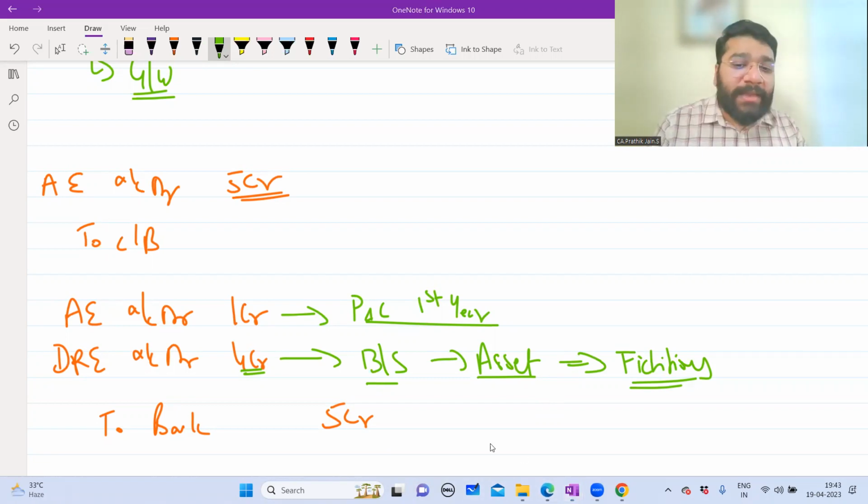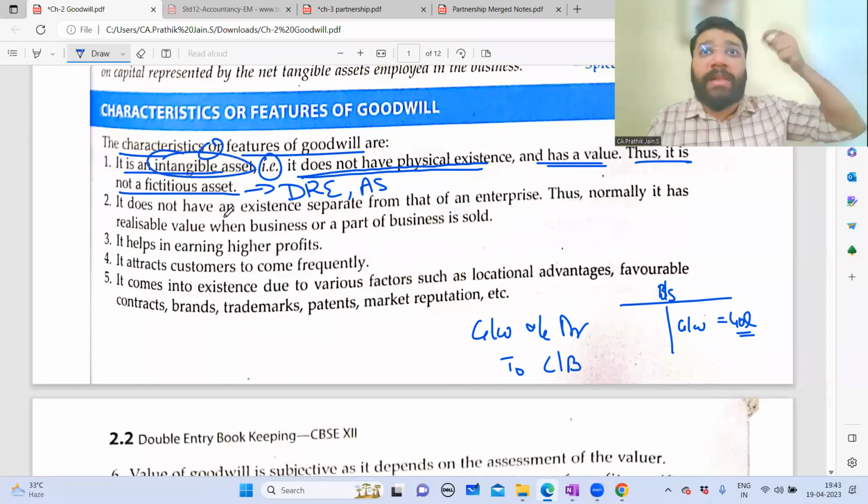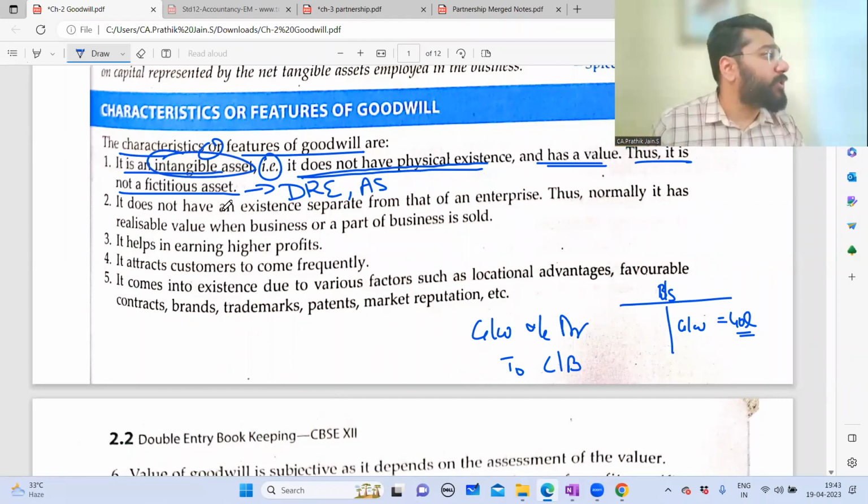So that is why they're saying that goodwill is not a fictitious asset. It is an intangible asset. You can sell this 40 lakh worth of goodwill that Annapurna has paid. Annapurna can sell this goodwill to somebody else. It is very much possible.